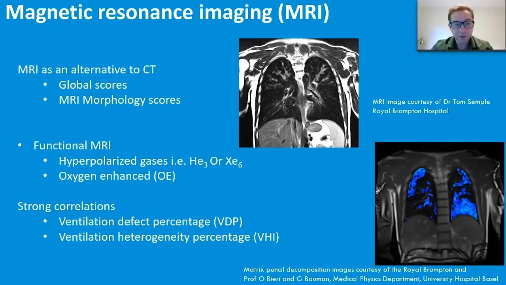But there's also another component to MRI. You can have a functional MRI, which you can either use a hyperpolarized gas, such as helium or xenon, or a project which is just being funded by the Cystic Fibrosis Foundation and is due to get underway any day now at the Royal Brompton Hospital, is looking at oxygen-enhanced functional MRI. And there's an example here on the bottom right-hand side, and we see in blue the ventilation defect percentage, which is one of the main outcomes from oxygen-enhanced MRI.